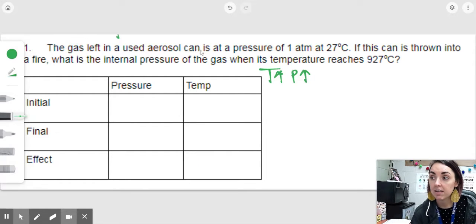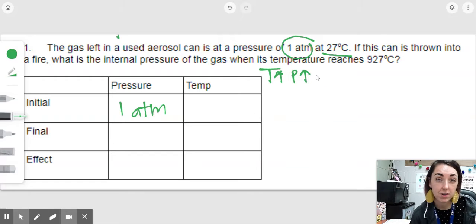So here we see the gas left in an aerosol can is stored at a pressure of 1 atmosphere. So pressure of 1 atmosphere. I'm going to write that there. At a temperature of 27 degrees Celsius.